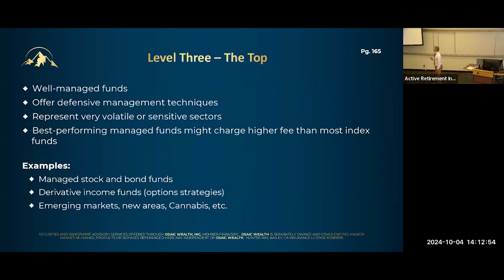Best performing managed funds might charge higher fees than most index funds. That's just going to normally be true. If you see things like large cap growth funds, or maybe like a T. Rowe Price capital appreciation fund, definitely way more expensive than an index fund.